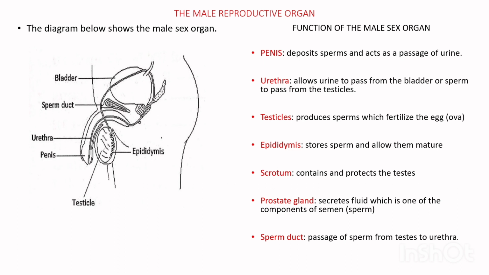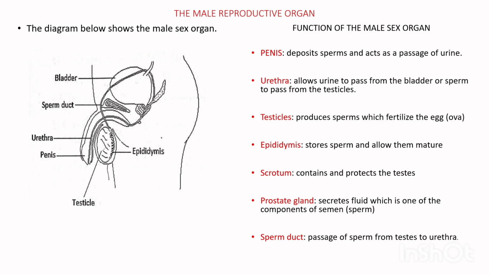Then we have the function of the male sex organ. The function of the penis is to deposit sperm and act as a passage of urine. The urethra allows urine to pass from the bladder or sperm to pass from the testes. The testes produce sperm which fertilize the egg, which is also called the ova. The epididymis stores sperm and allows them to mature. The scrotum contains and protects the testes.